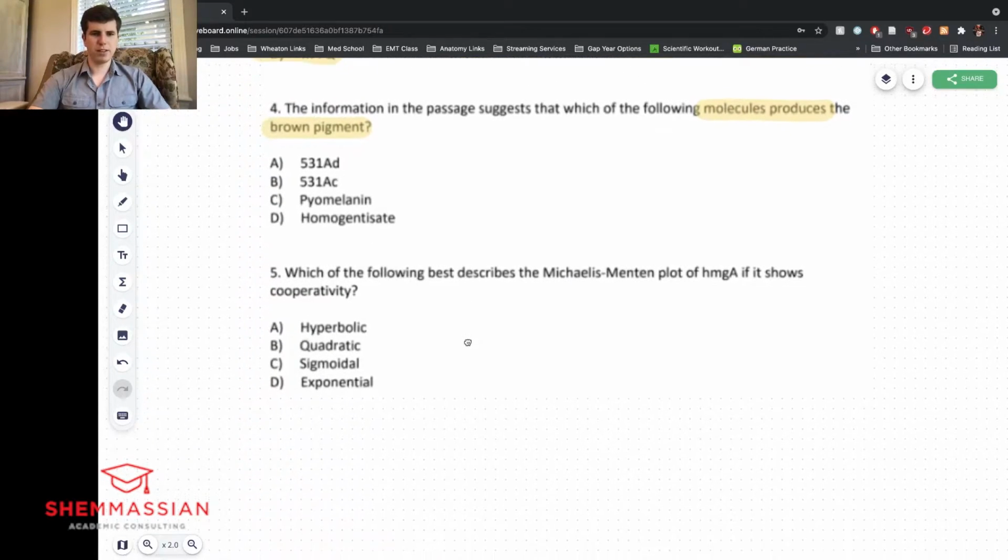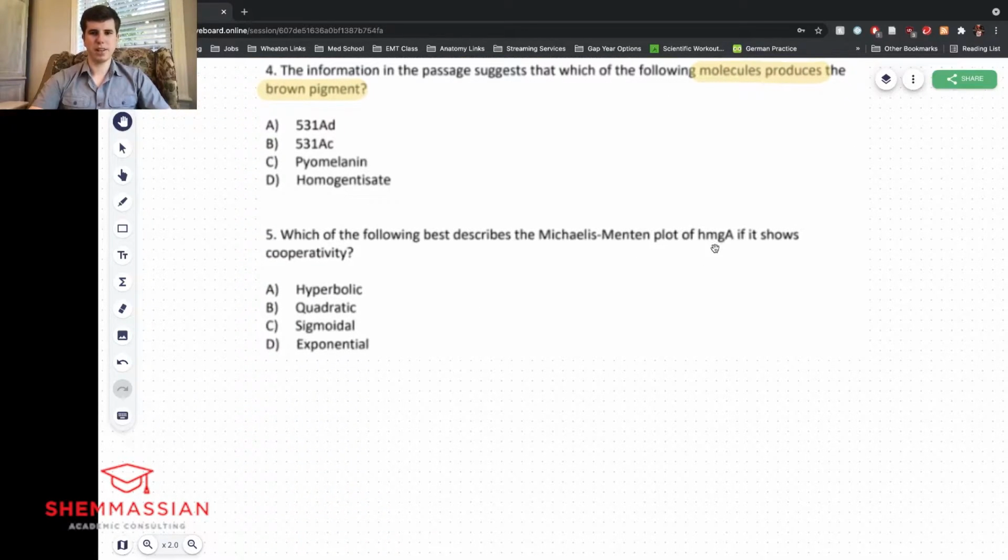Which of the following best describes the Michaelis-Menten plot if HMGA shows cooperativity? Okay, this one I might want to peek at HMGA, if HMGA is really odd. But I'm guessing it's not, because they're telling us if it shows cooperativity, so they're not asking us what HMGA is functioning in the passage, they're asking about if it's cooperative. So anything that's cooperative, our graphs are always going to look the same.